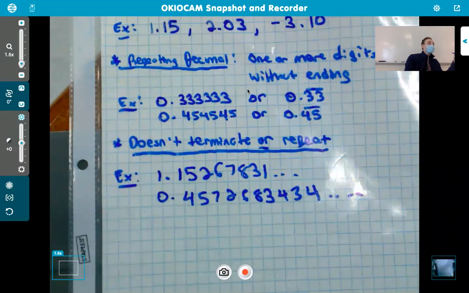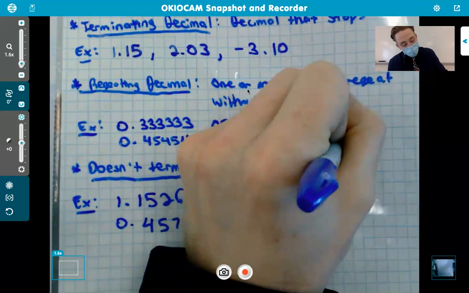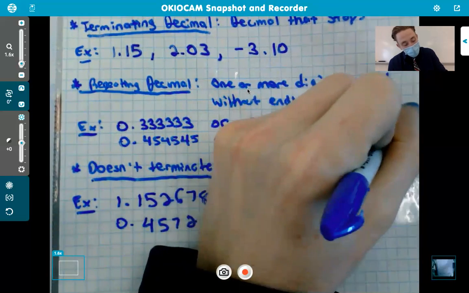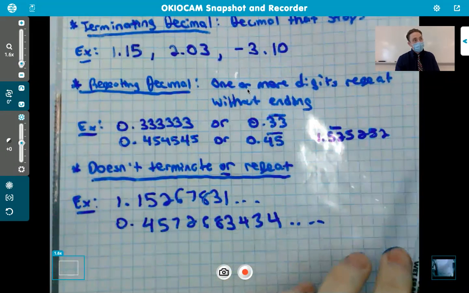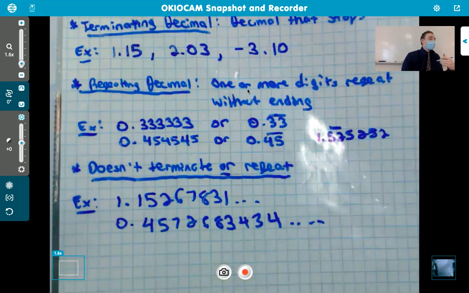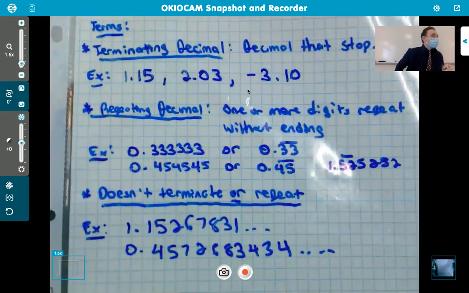Yes. So I think if it's like 1.52, but you can only 5252, that would be a repeating decimal. So here, I'll show it here. 1.52, 52, 52. So even though we have multiple digits, that 52 keeps showing up, right? 52, 52, 52. So that would be repeating. Good question. Any other questions so far?